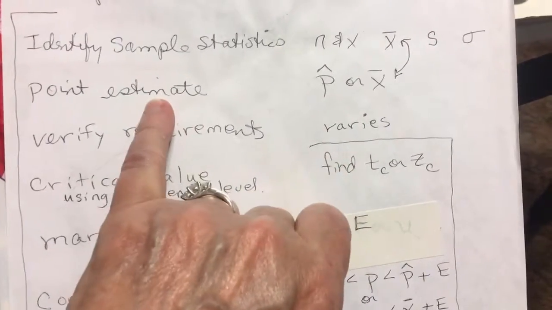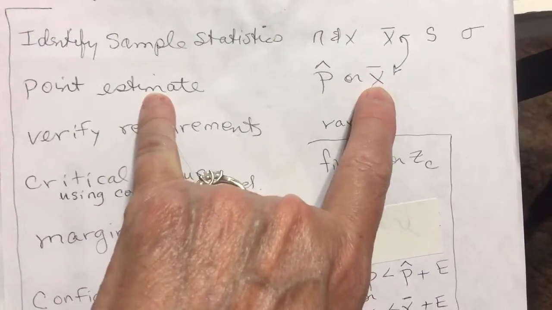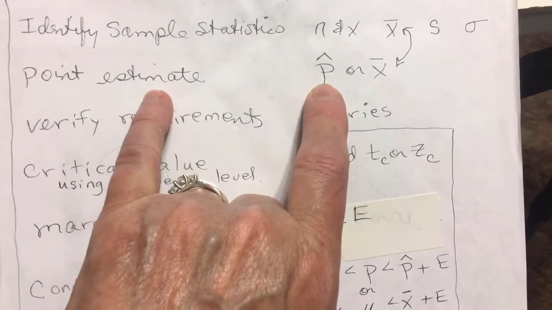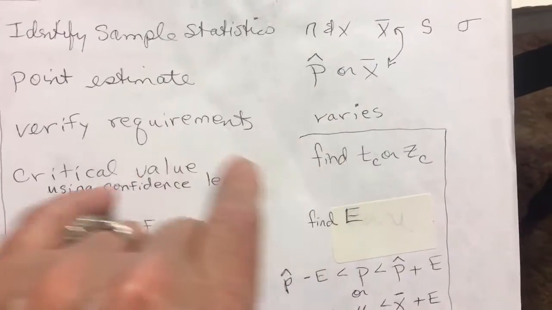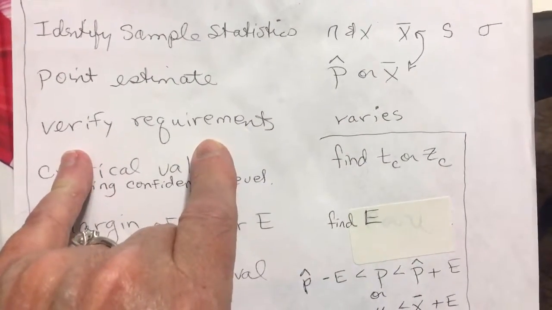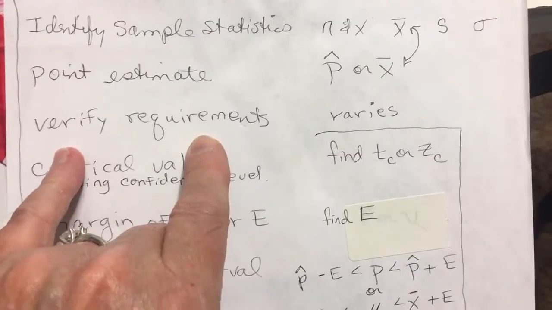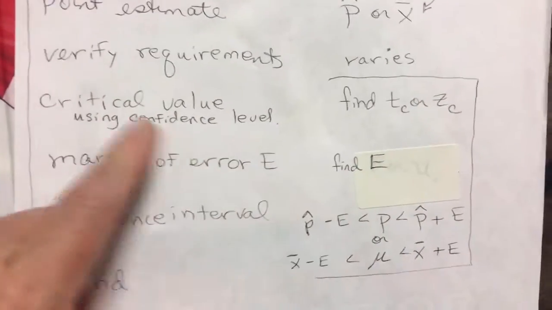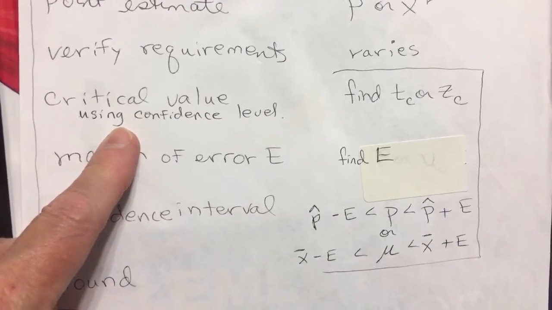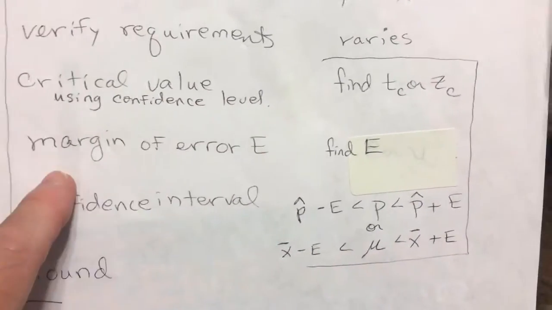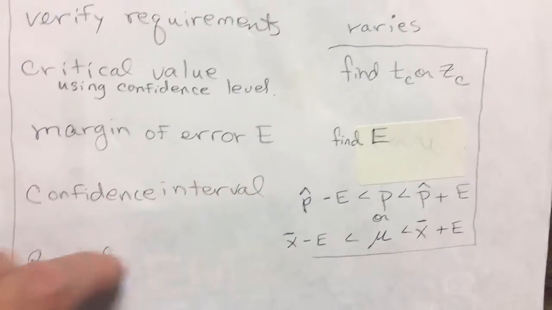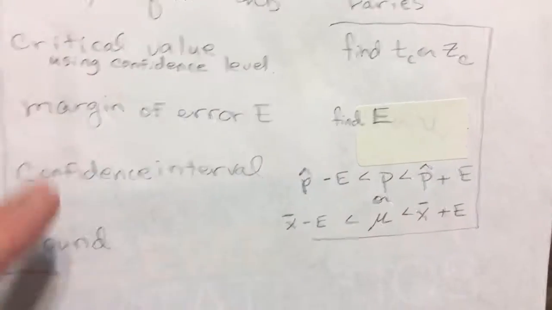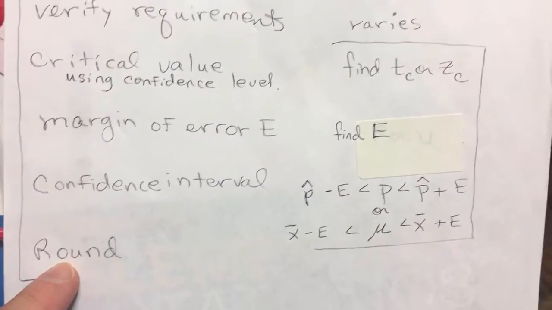In each and every case, we will find the point estimate. Either we're given the point estimate, because that would be our X bar or our P hat, or we have to find it using the methods given. We need to verify that we can do it. So we're going to verify some requirements, and that varies with each method. In each one of these, the rest stays the same. We're going to find the critical value using the confidence level. We're going to find the margin of error, E. We're going to build the confidence interval, and then we're going to round the answer appropriately.